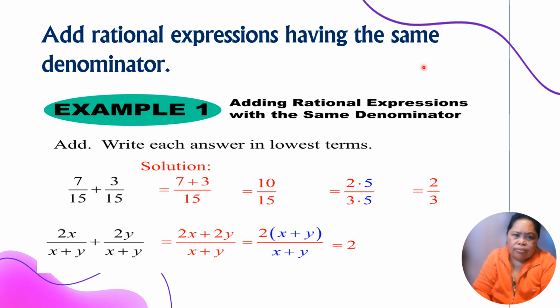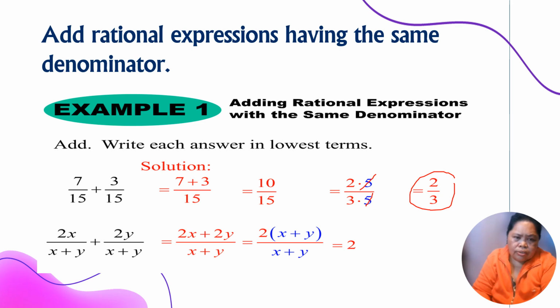Add rational expressions having the same denominator. For example, we have here 7 over 15 plus 3 over 15. We add the numerators, 3 plus 7 is equal to 10, and we copy the same denominator. And of course, we simplify. The factors of 10 are 2 times 5, and the factors of 15 are 3 and 5. So we cancel out 5. The remaining is 2 over 3.